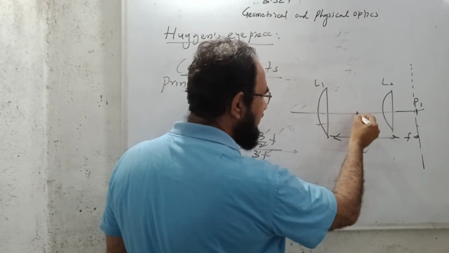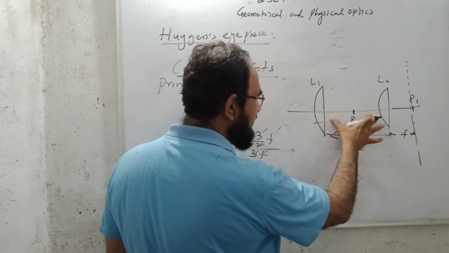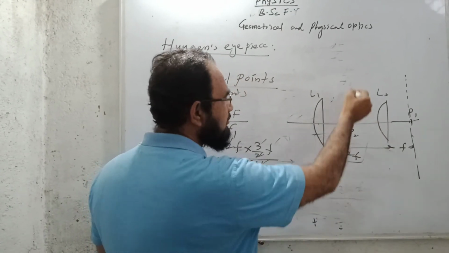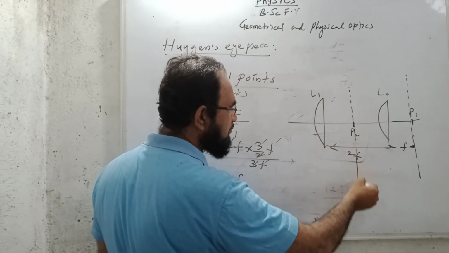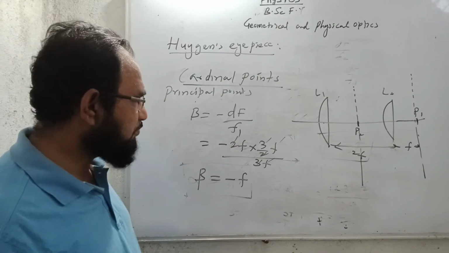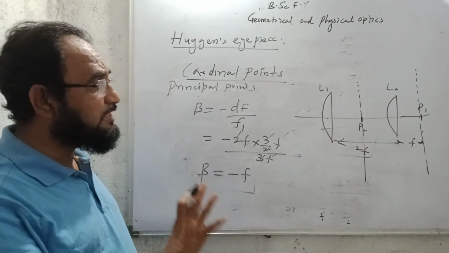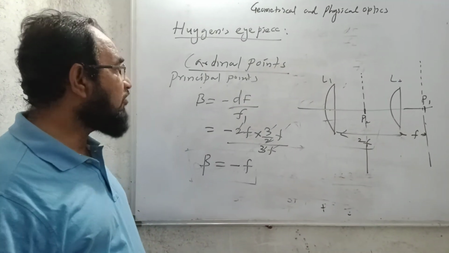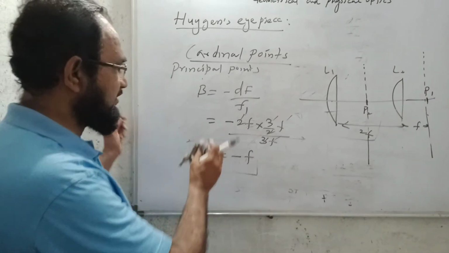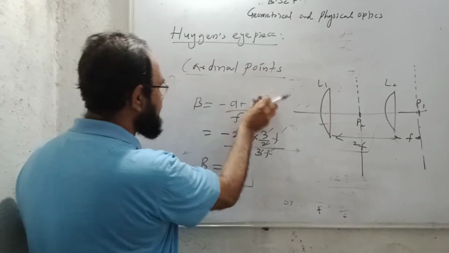So here I will get the second principal point at the center between the two lenses. So a plane which is passing through the second principal point is known as the second principal plane. So these are the two principal points. Now where are the focal points? Let us calculate the focal points.